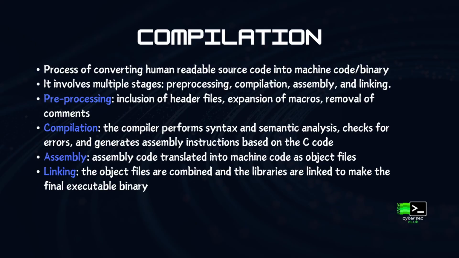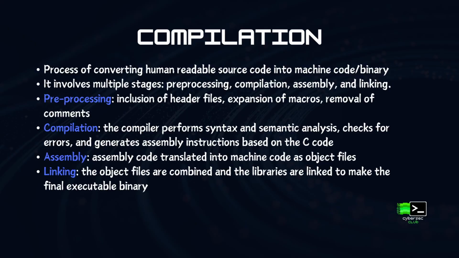Now the main part of the core compilation happens, where it converts the code to assembly and generates the instructions. After that, the assembler converts this assembly code into machine code, basically the binary, and this outputs a file called the object file. There can be multiple object files also.